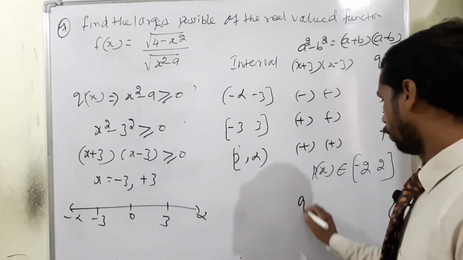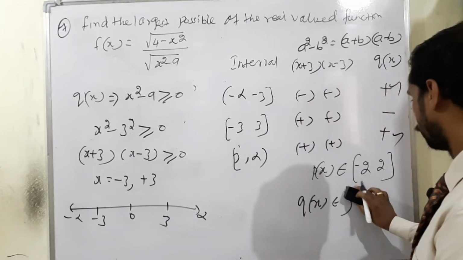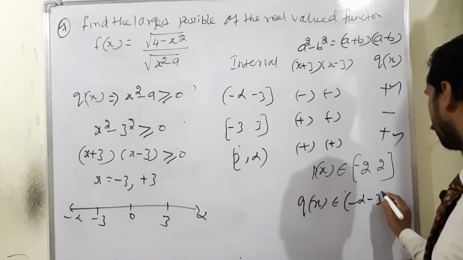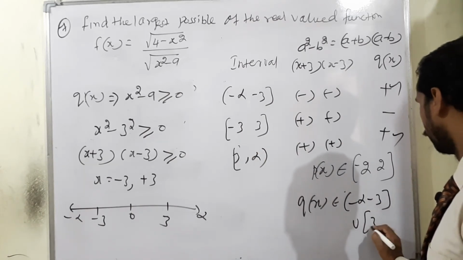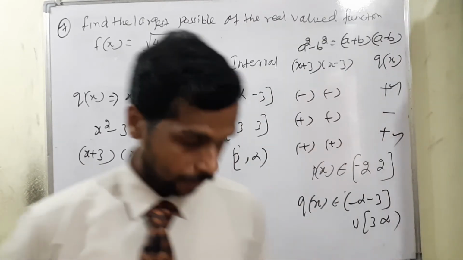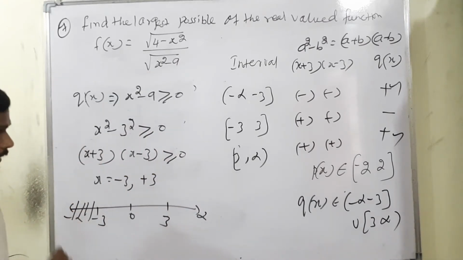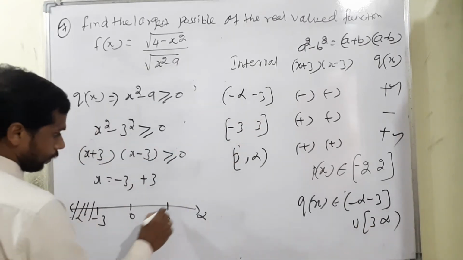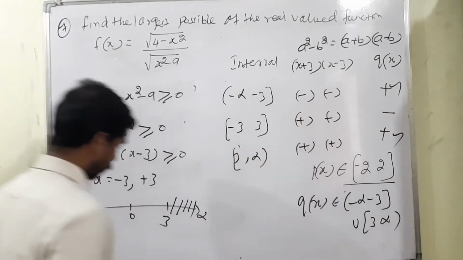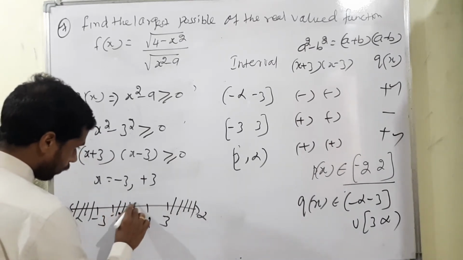Therefore the q of x belongs to minus infinity to minus 3, then union of positive 3 to infinity. So the interval minus infinity to minus 3 is the range, and the last one, 3 to infinity, is the value. Already we found the first interval, minus 2 to 2. Only this interval.